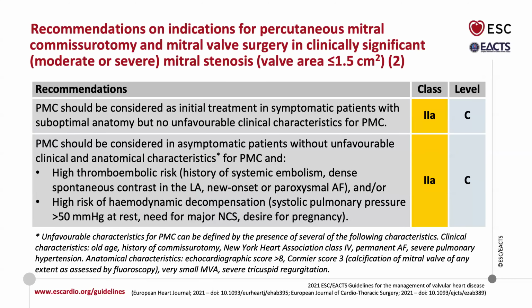What about for asymptomatic patients? PBMC can be given to asymptomatic patients if they have significant pulmonary hypertension, a need for major non-cardiac surgery, a desire for pregnancy, or high thromboembolic risk, such as a history of PE or paroxysmal AFib. This can be done as long as they do not have unfavorable characteristics for PMC, defined down here.